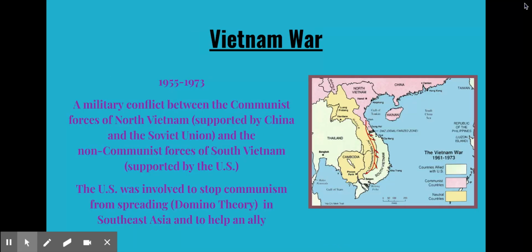The next international conflict is the Vietnam War that ran from 1955 to 1973. This was a military conflict between the communist forces of North Vietnam, which was supported by China and the Soviet Union, and the non-communist forces of South Vietnam, supported by the United States. The U.S. was involved to stop communism from spreading in Southeast Asia and to help an ally. The United States believed in the domino theory, meaning if one country fell to communist rule, other countries would quickly fall, just like a row of dominoes. In 1973, the United States finally signed a treaty to withdraw its forces.